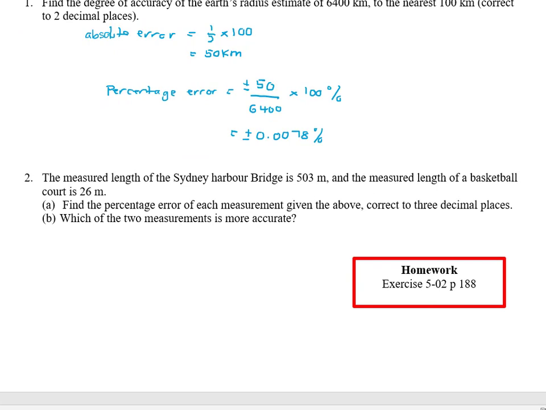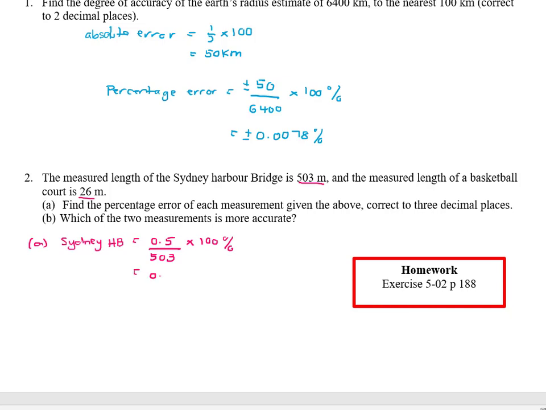If I have a look at question 2 then, it says the measured length of Sydney Harbour Bridge is 503 metres and the measured length of a basketball court is 26 metres. The first part says find the percentage error of each measurement. So let's look at the Sydney Harbour Bridge first. The smallest unit, well, it's measured in metres, so the smallest unit is half of 1 metre, which is 0.5 of a metre, over my measured amount, which is 503, and I multiply this by 100%.